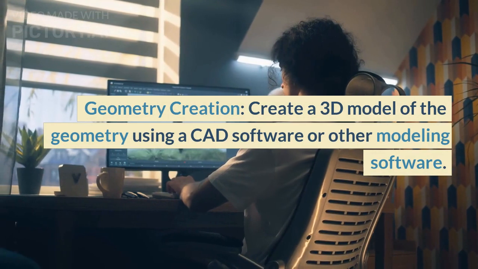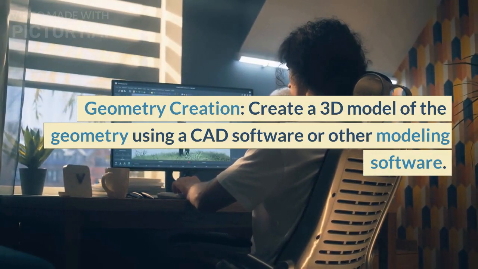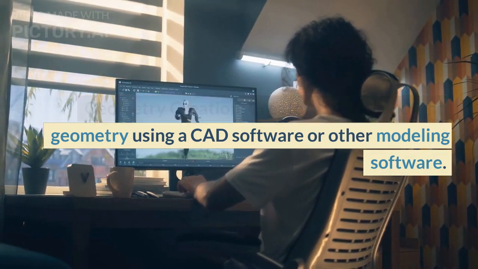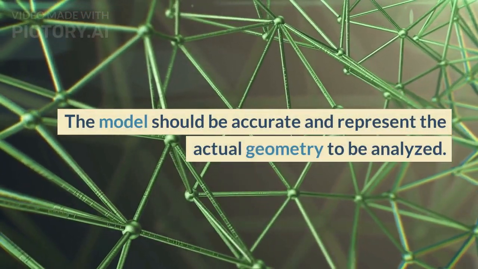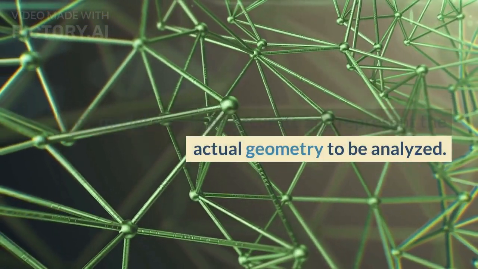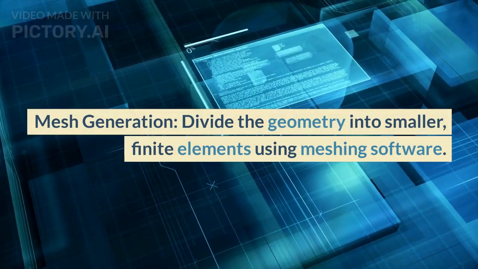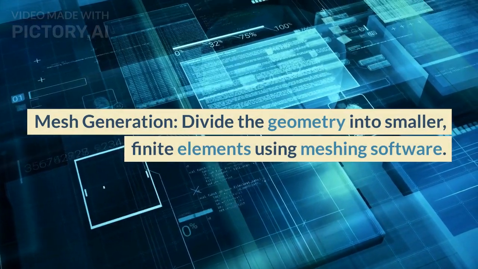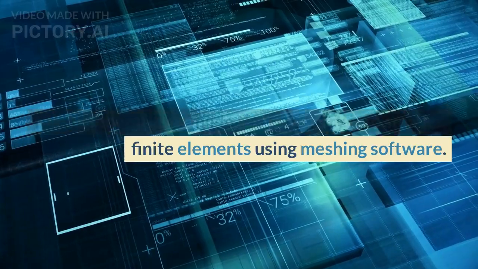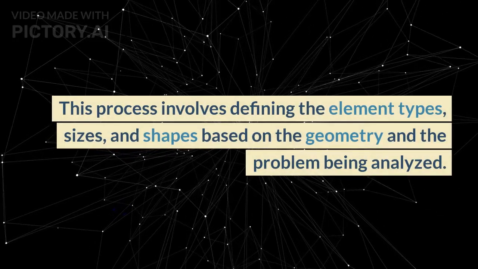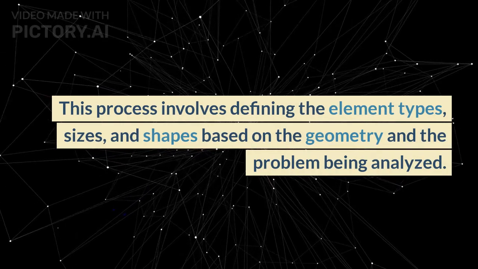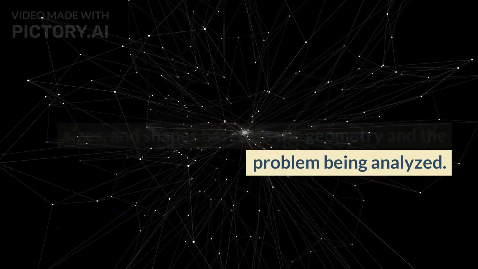Geometry creation. Create a 3D model of the geometry using a CAD software or other modeling software. The model should be accurate and represent the actual geometry to be analyzed. Mesh generation. Divide the geometry into smaller, finite elements using meshing software. This process involves defining the element types, sizes, and shapes based on the geometry and the problem being analyzed.